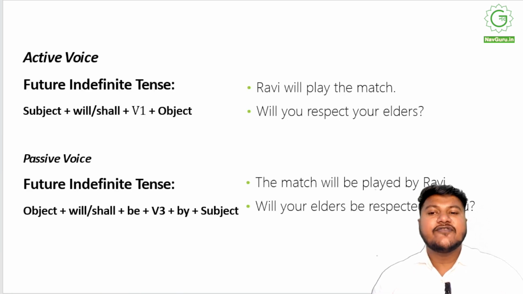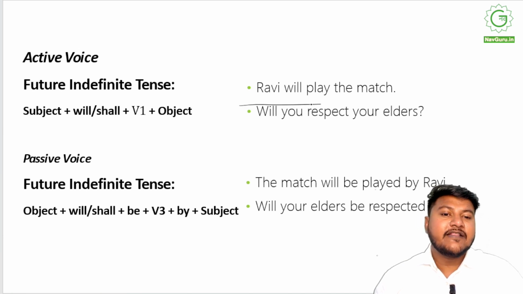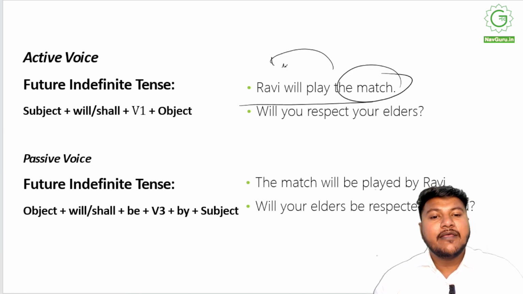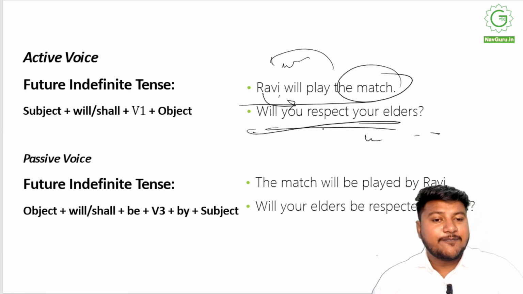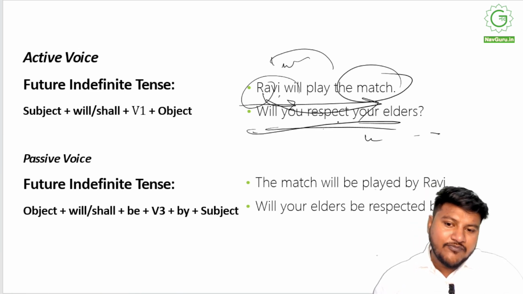Let's have a look at how future tense works for it. So future indefinite: Ravi will play the match. The match will be played by Ravi. Will you respect your elders? Will your elders be respected by you? Right? Switch the subject and the object.